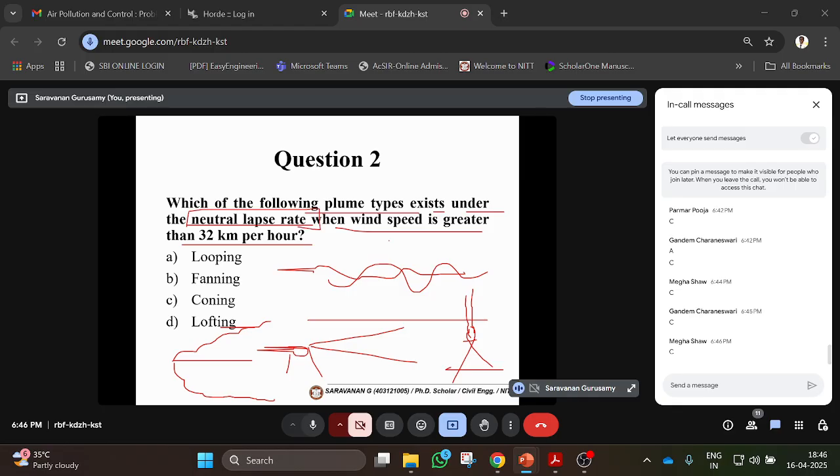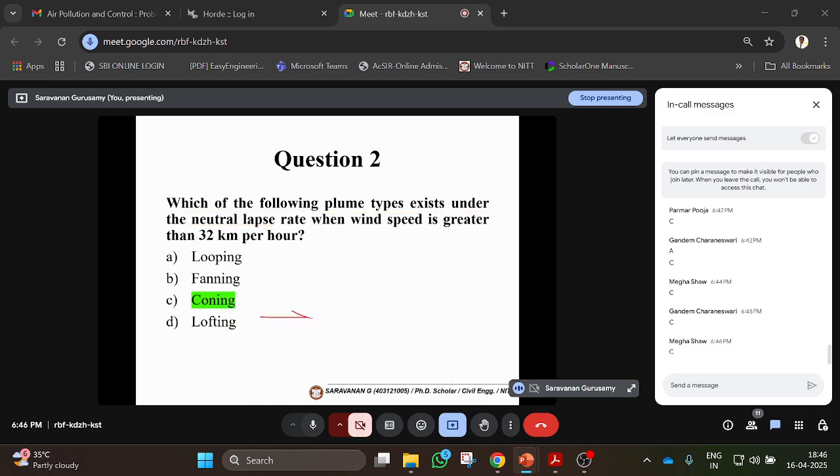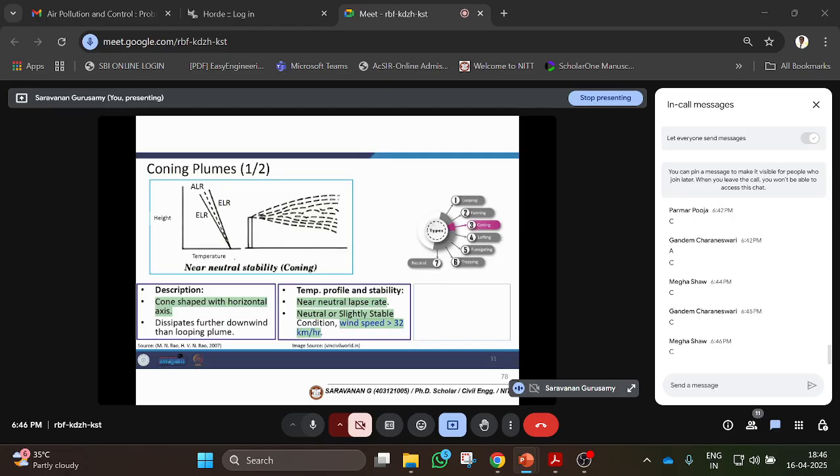So neutral lapse rate, wind speed is there. If it is a neutral lapse rate, it will go straight, right? Sorry, it's an inversion condition, it will go straight. In a neutral condition, it will go horizontally straight. So at 30 km per hour, it will be forming coning because wind speed is greater than 32. So it will form a cone. Here you can see, cone shaped with the horizontal axis because it's actually neutral stability only. But the wind speed is greater than 32 km per hour.